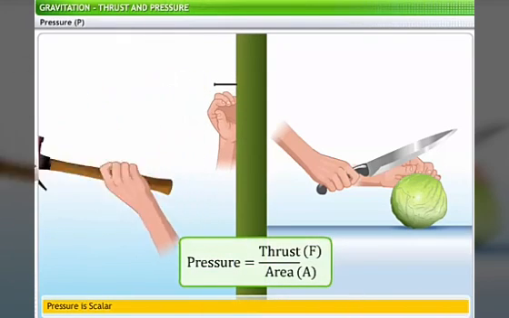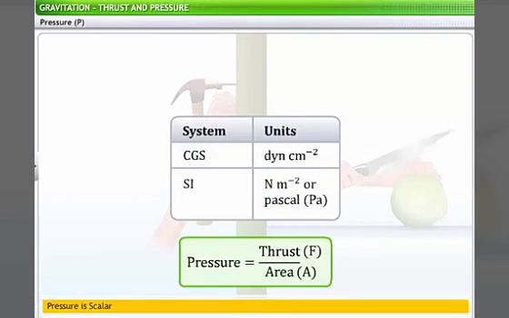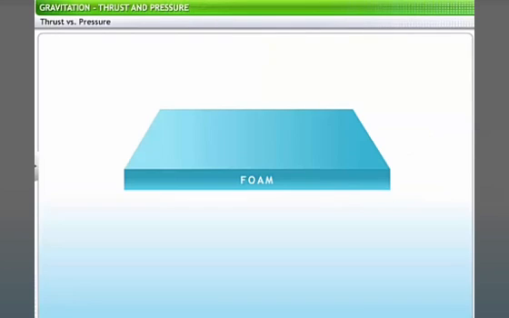Pressure is scalar and is measured in dyne per centimeter square in the CGS system, or Newton per meter square, or Pascal, denoted by Pa, in the SI system. Another example will help illustrate further the distinction between thrust and pressure exerted by a body.